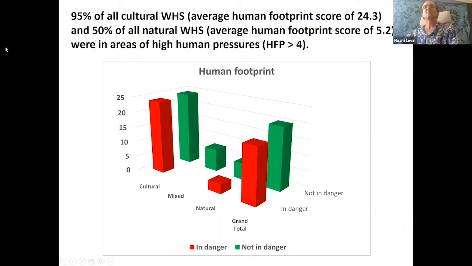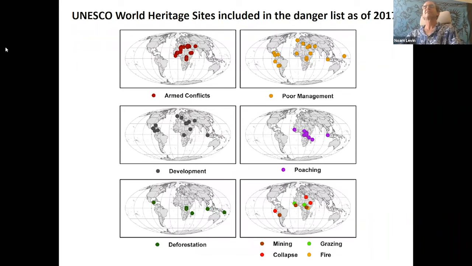These maps show the threats which led to the inclusion of World Heritage sites as being in danger. And you can see that the spatial distribution is not random. Armed conflicts are a big threat mainly in Africa and the Middle East. Poaching is mainly in Africa. Deforestation in the tropical areas. Development can also be a threat in developed countries like the UK or the US. And poor management can happen everywhere, where we don't manage the site well.